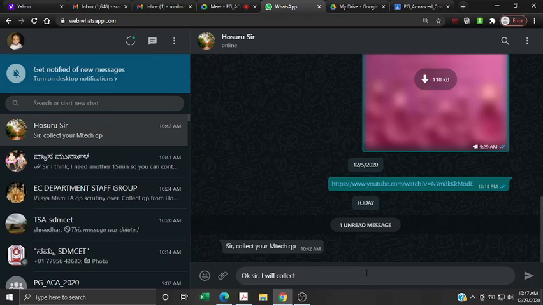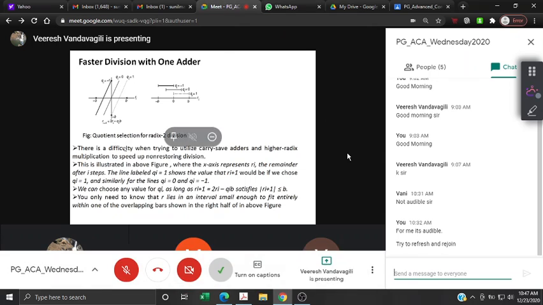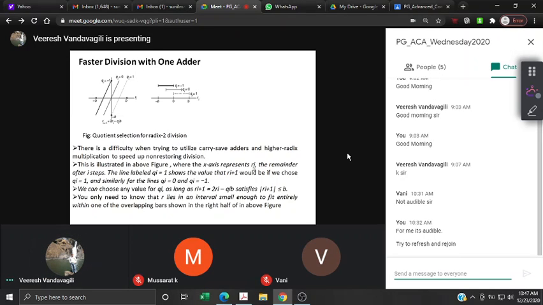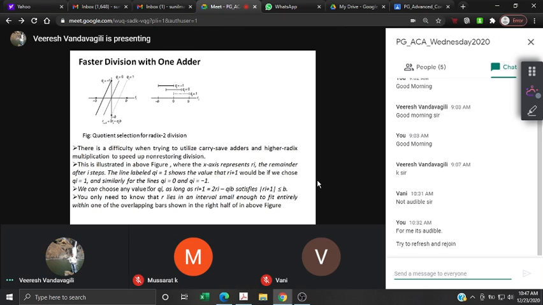So here in the above figure, we are going to define the range for the quotient. What is the range for the quotient for the b values? The x-axis represents R_i, the remainder value after i steps. The line labeled q_i equal to 1 shows the values that R_(i+1) would be if we choose q_i equal to 1, and similarly for the lines q_i equal to 0 and q_i equal to minus 1.